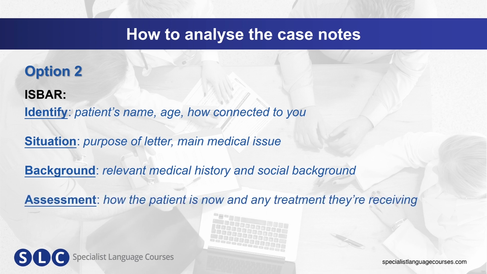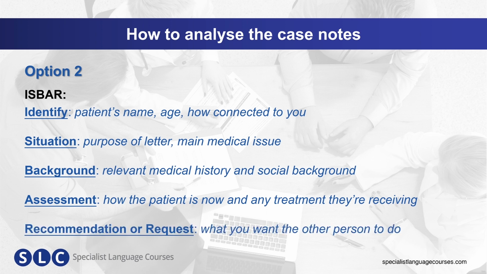Assessment, how is the patient now and what treatment are they receiving? Recommendation or request. What do you want the other person to do? For example, monitor their diet, refer to the occupational therapist, and any other information they need to know for ongoing care. The most important thing when selecting relevant information is who you are writing to and the purpose of the letter. For more help on identifying and writing the purpose in OET letters, check out this video.